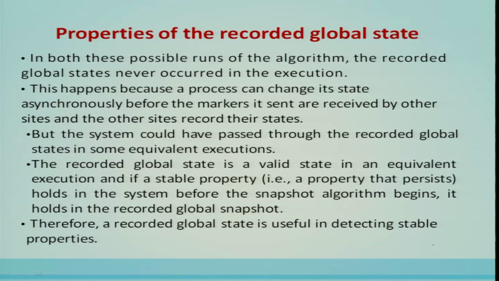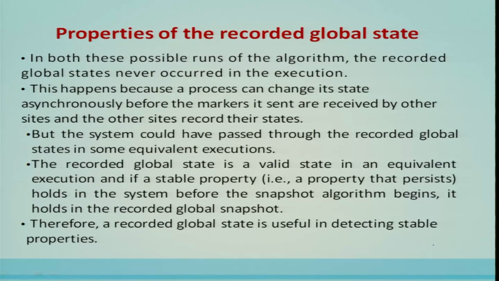Now, properties of the recorded global state: in both these possible runs of the algorithm, the recorded global state never occurred in the execution, that is, in the distributed execution. This happens because a process can change its state asynchronously before the markers it sent are received by the other sites and the other sites record their states. In the sense, due to the asynchrony of the sender and the receiver processes, the snapshot which is recorded may not coincide with the distributed execution which is taking place, but the system could have passed through the recorded global state in some equivalent execution.